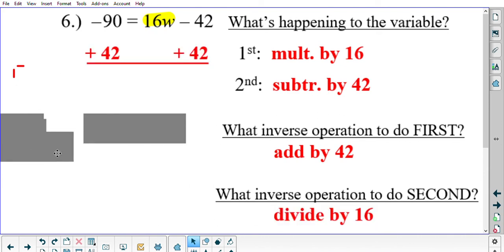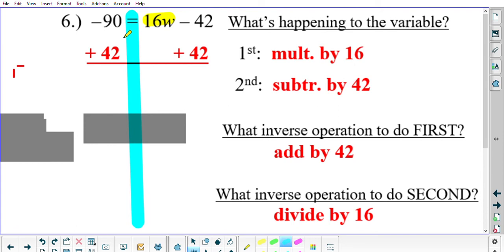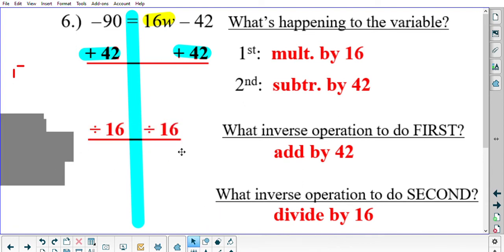Did you add by 42 first on both sides? Do you have it lined up properly? The equal sign separates the left side from the right side, so you better have an adding by 42 on the left underneath the negative 90, and you better have the other adding by 42 underneath the subtracting by 42. Do not put it underneath the 16w because that's not the part you're inversing at that moment. Later, you will divide by 16 on both sides. Did you make the subtraction of 42 become adding the opposite?